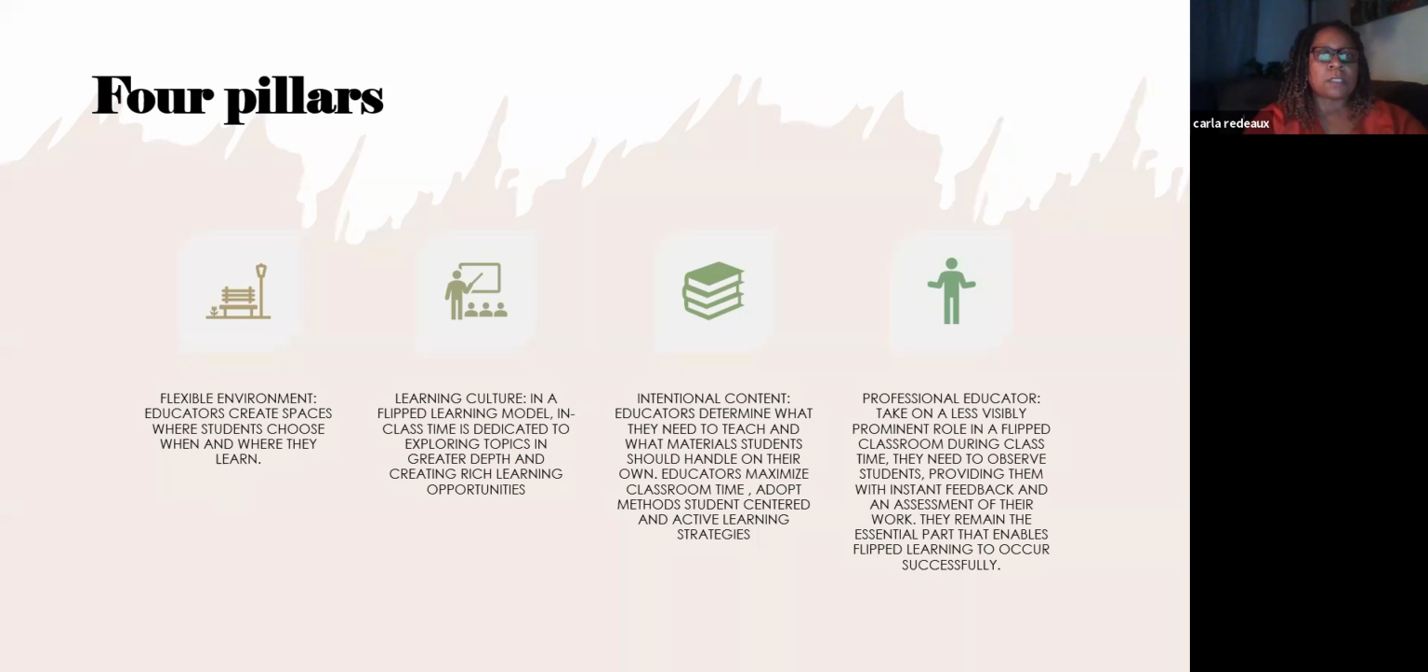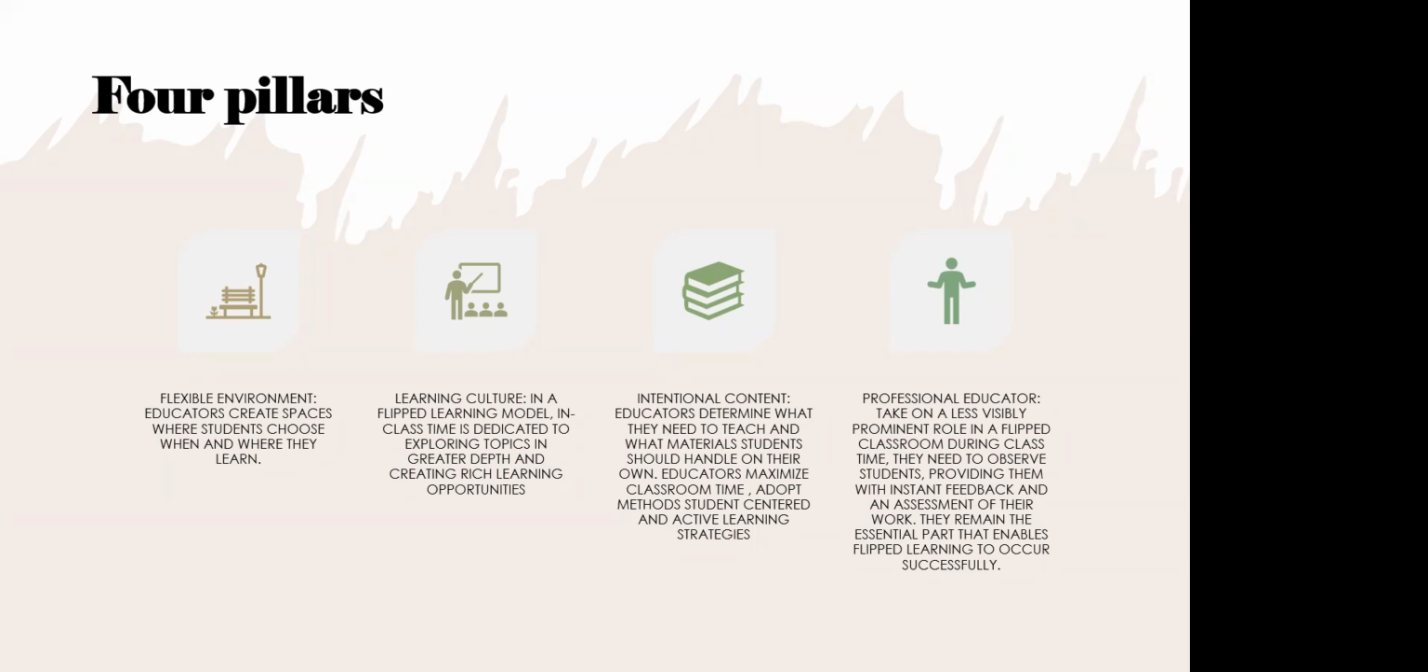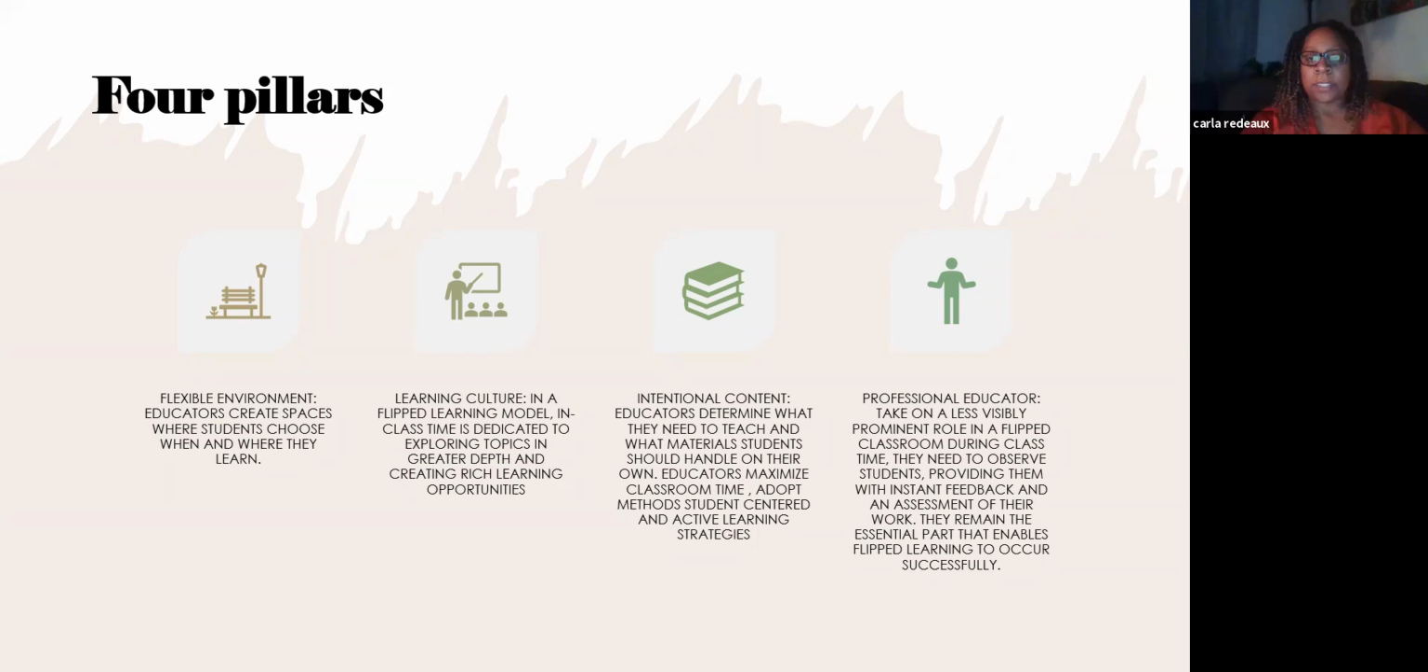There are 4 pillars to flipped classroom: flexible environment, learning culture, intentional content, and professional educator. The flexible environment means that the educator creates a space where the students choose when and where they learn. In the flipped learning model's learning culture, in-class time is dedicated to exploring different topics in depth. For intentional content, educators determine what they need to teach and what material students should handle on their own.